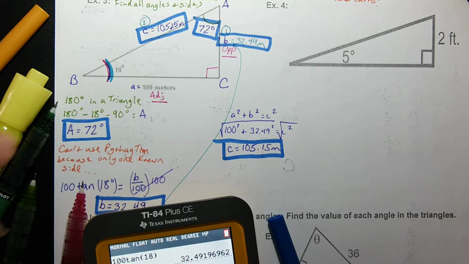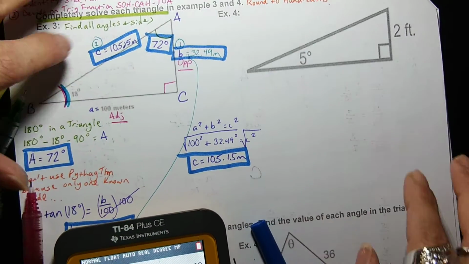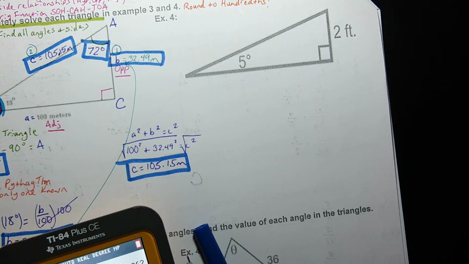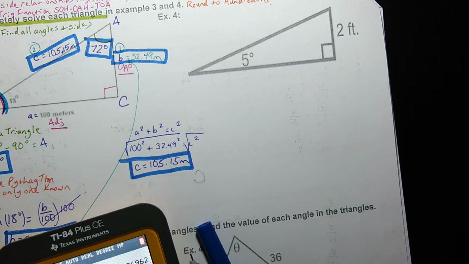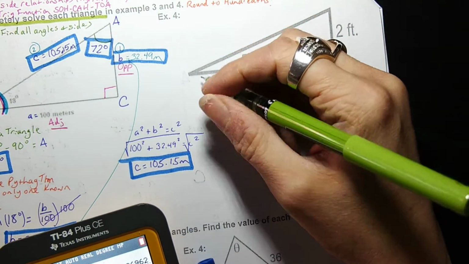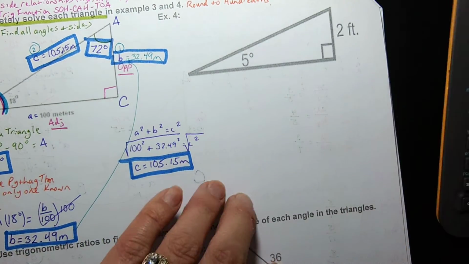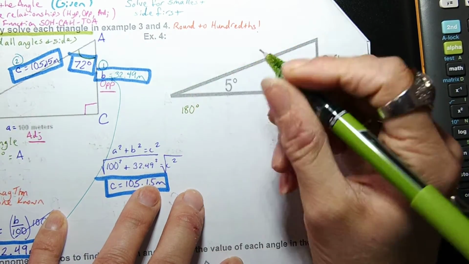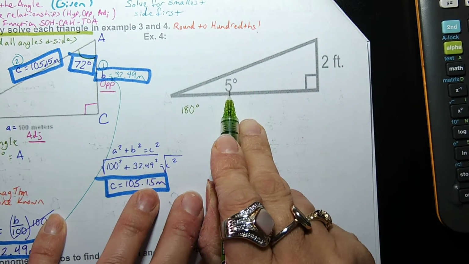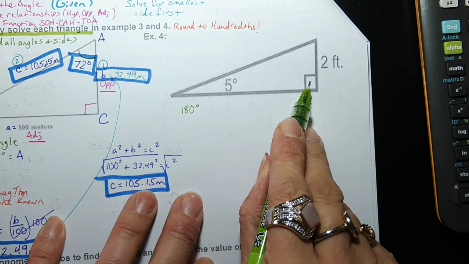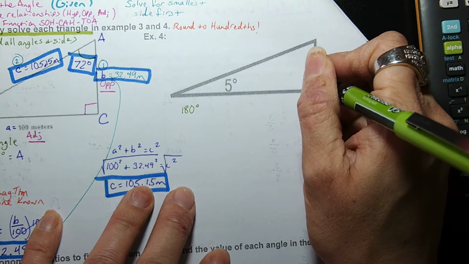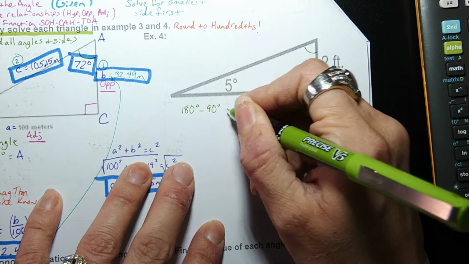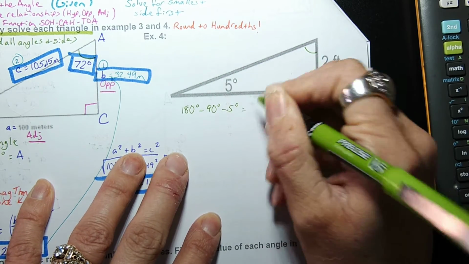We want to solve this triangle, which means finding all the angles and all the sides. So I like to start with the angle since that's normally the easiest thing to determine. How many angle degrees in a triangle? A total of 180. So if this is 5 degrees, and what's this one? 90 degrees, I can find out this one by subtracting 90 and 5 from 180.